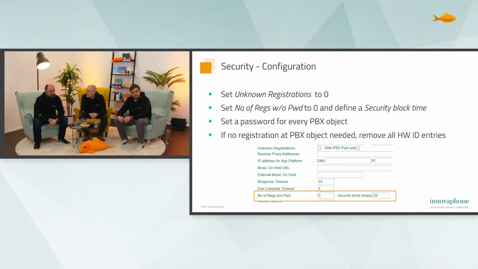So also you really do not do that. Set that to 0. Then of course set a password in every PBX object. Not only user objects, also other objects where you can insert a password, because on every object you can register, and then you can make calls, not only on user objects.